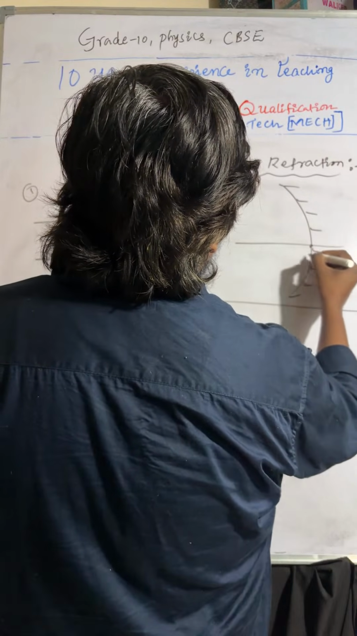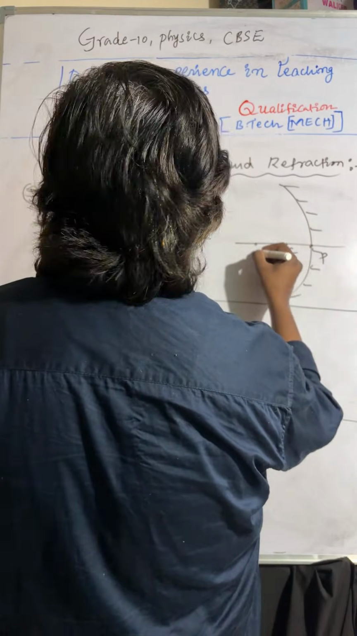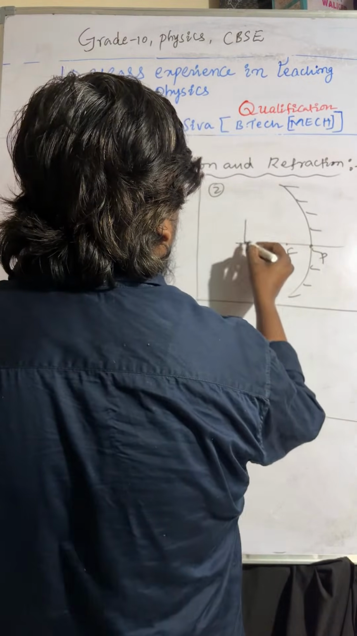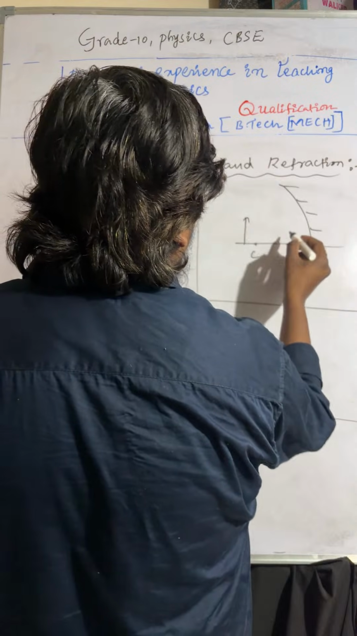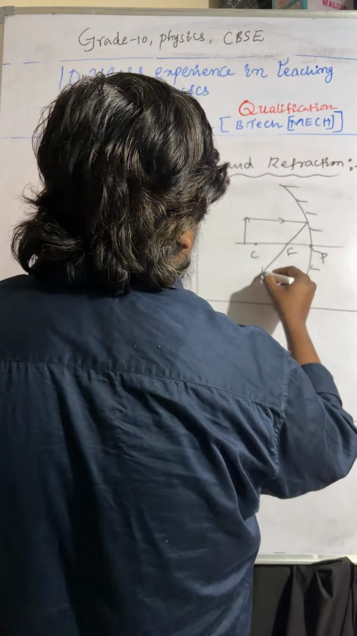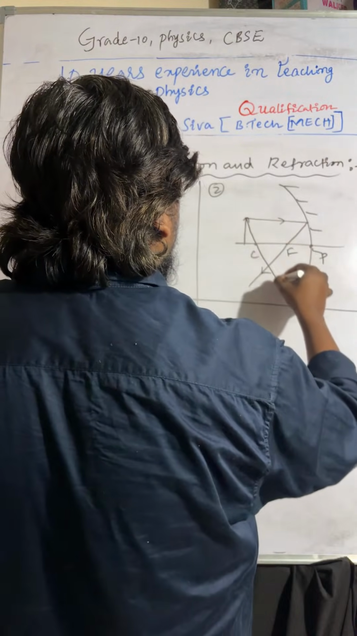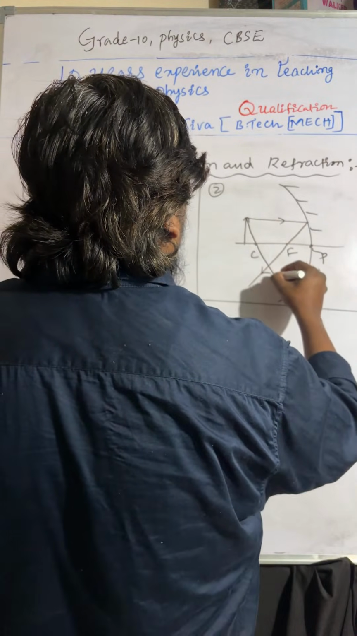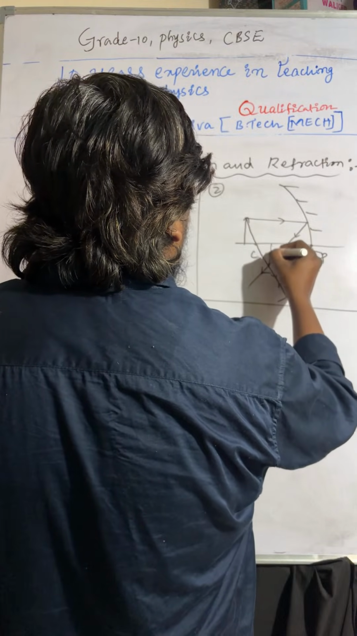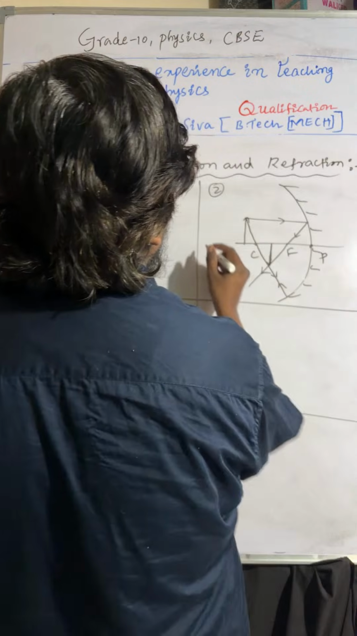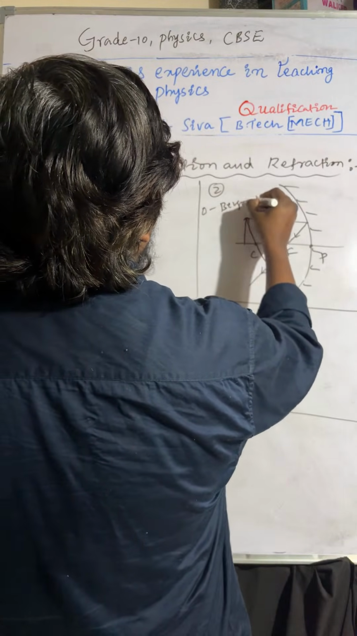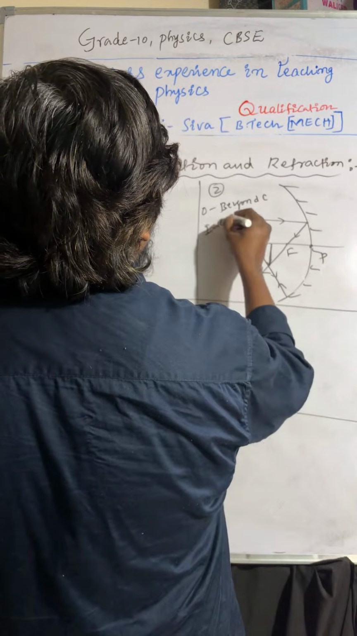Pole, focus, center of curvature. Object is placed beyond the center of curvature. One light ray I am taking like this, it passes through focus. Another light ray is passing through center of curvature. After reflection it moves, so the image will form between C and F. Object is placed beyond C, image will form between C and F.